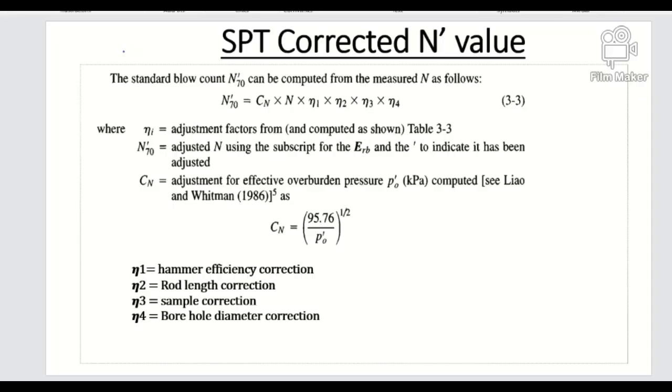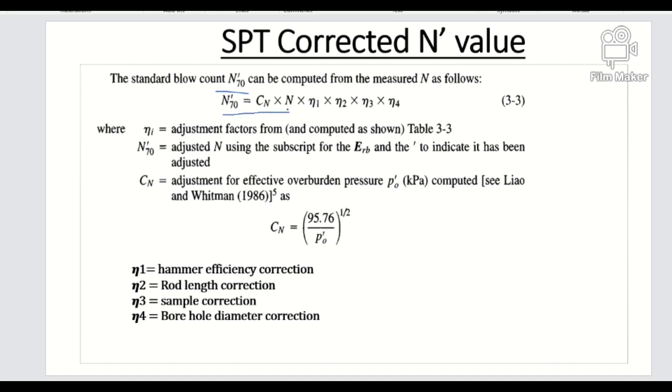So after collecting the field SPT N value, it will be corrected because the energy is not applied 100% as per researchers. So here N'70 is the standard blows count. So how can it be measured?